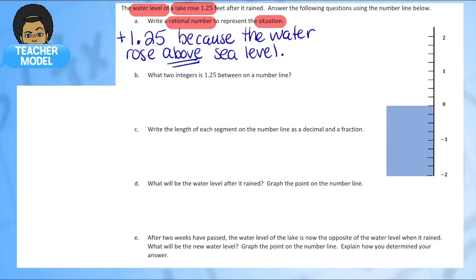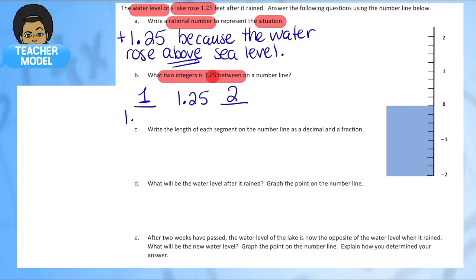What two integers is 1 and 25 hundredths between? So we did something like this before. Remember, it had been a while where we tried to think this would be between two numbers. And the first one is pretty easy. It would be 1. And now you just have to think, is 1 and 25 hundredths between 1 and 2 or between 0 and 1? Because it has to be consecutive. Remember, it has to be two numbers that are back to back. So does it make sense for 1 and 25 hundredths to be between 0 and 1? No, because it is definitely more than 1. So it is between 1 and 2.